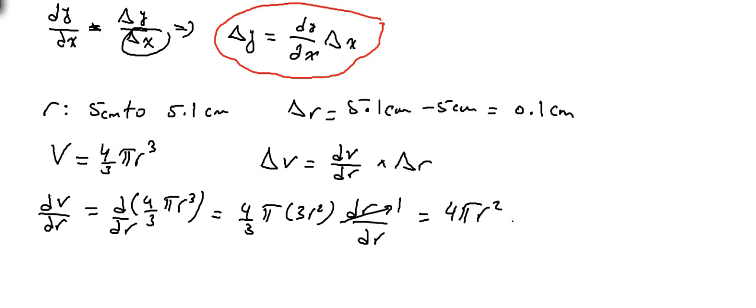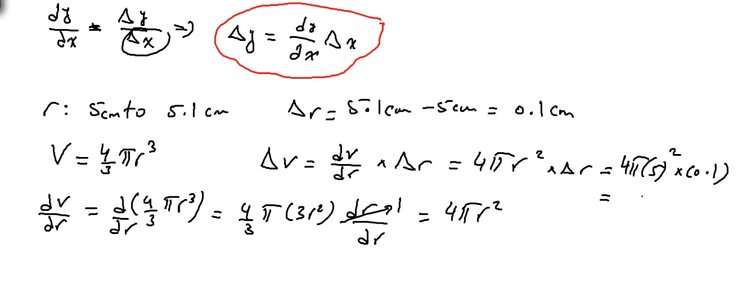All right. What is delta V now? This delta V that I'm finding is 4 pi R squared multiplied by delta R, right? What is 4 pi R squared? It's 4 pi. What is the radius? What was the radius before increasing? It was 5, to the power 2, R squared times delta R, which is 0.1.